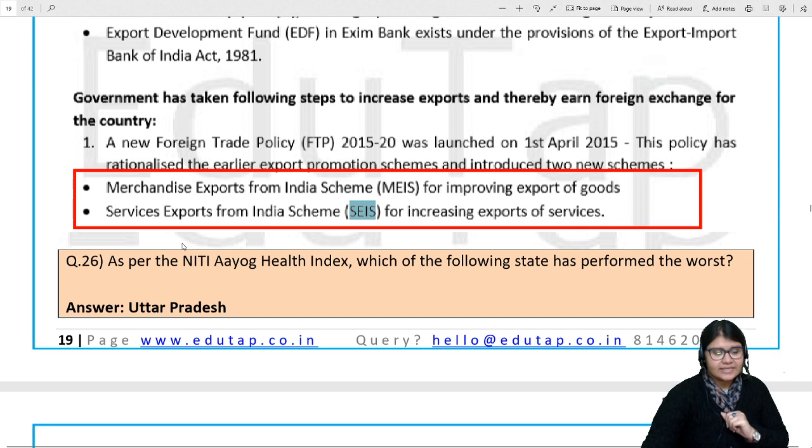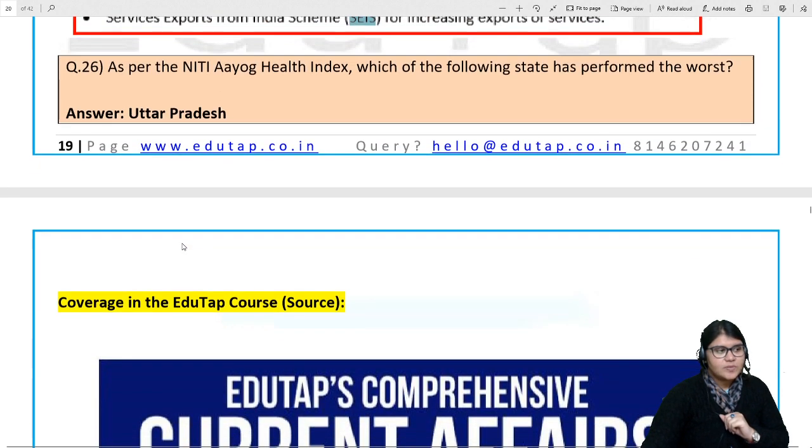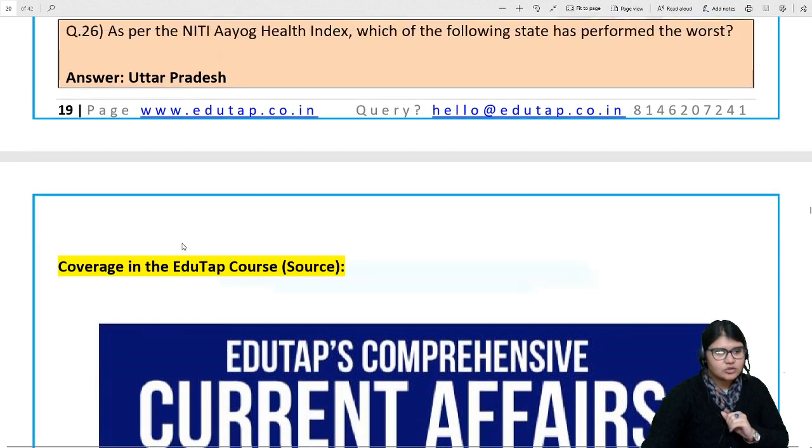as well as SEIS that was there in the news. Next, as per the Niti Aayog Health Index, which of the following state has performed the worst? The answer is Uttar Pradesh.